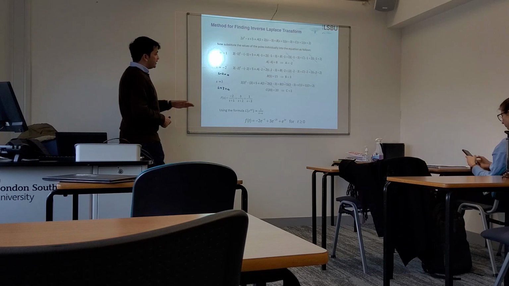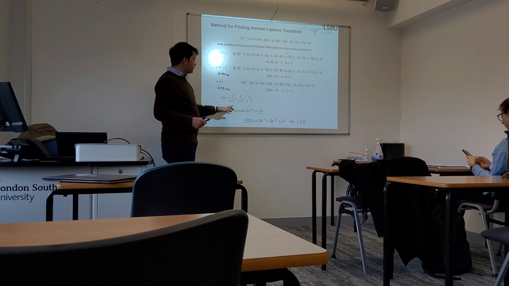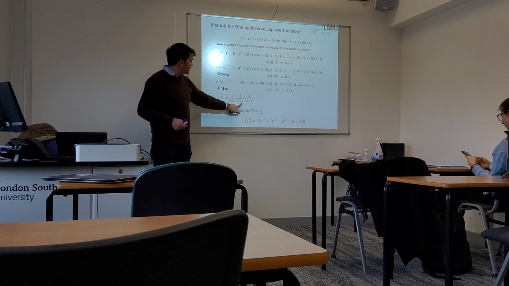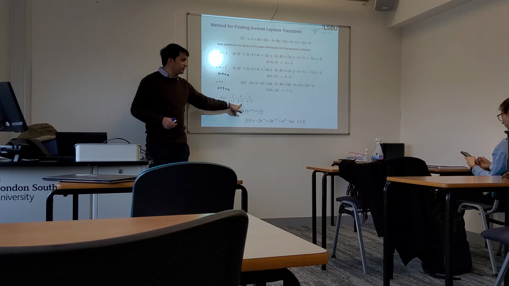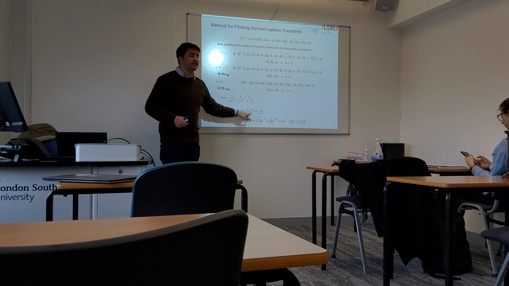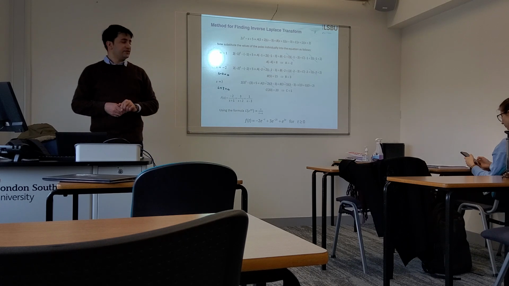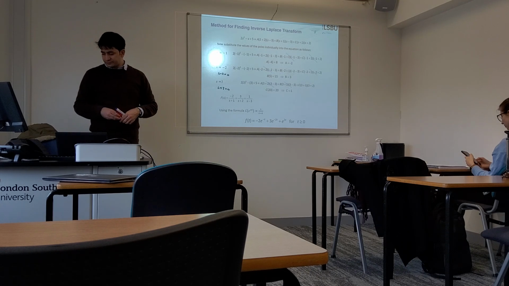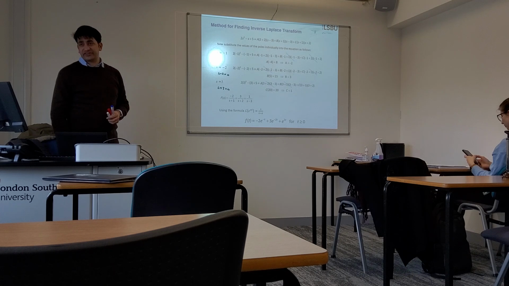Once you have a, b and c, which were minus 2, 3 and 1, finally we can simply say that this is e power minus t, this is e power minus 2t, and this is e power minus 3t. So this is how we find the inverse Laplace transform when we have distinct roots.